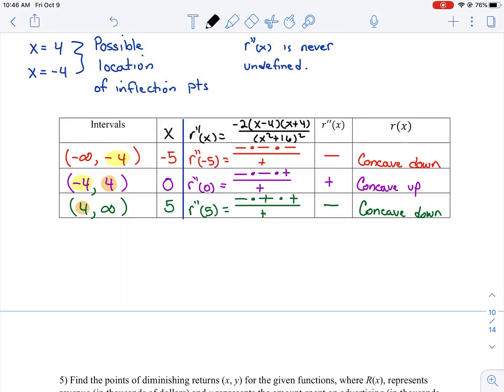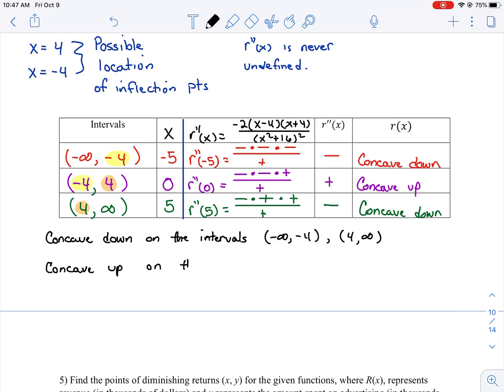Okay, so I'm going to go ahead and write down the intervals that the function is concave down. So the function is concave down on the intervals -infinity to -4 and 4 to infinity. The graph of the function is concave up on the interval -4 to 4.